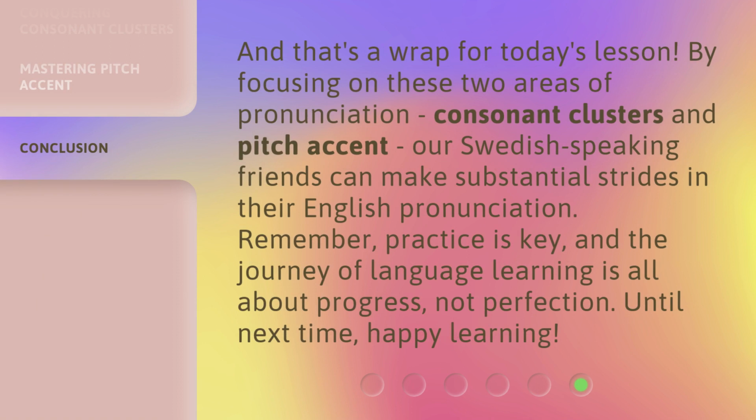And that's a wrap for today's lesson. By focusing on these two areas of pronunciation, consonant clusters and pitch accent, our Swedish-speaking friends can make substantial strides in their English pronunciation. Remember, practice is key, and the journey of language learning is all about progress, not perfection.